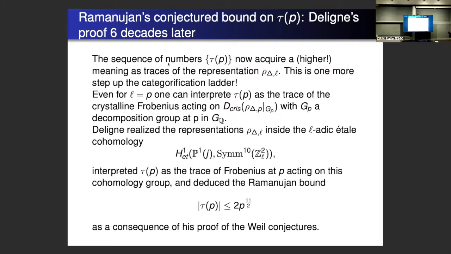He proved they exist, and they arose in a geometric way, from the étale cohomology of the j-line with some system of sheaves. He interpreted tau p as the trace of Frobenius at p acting on this cohomology group. Okay, I'm not going to go into it. I just wanted to mention it.